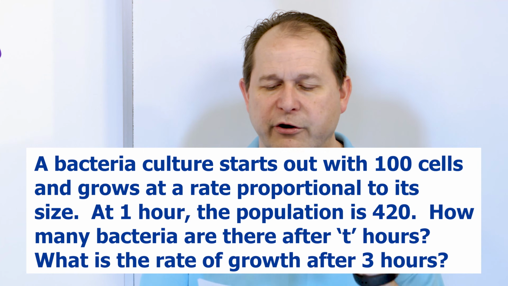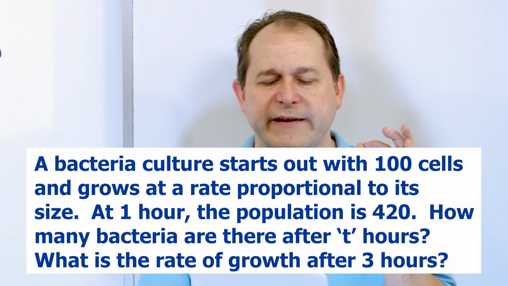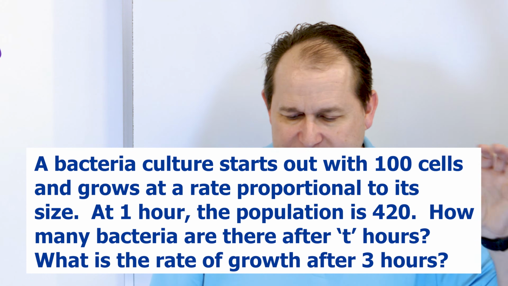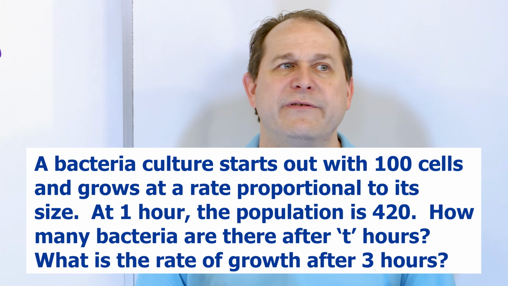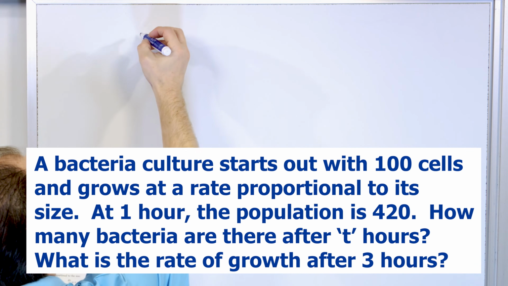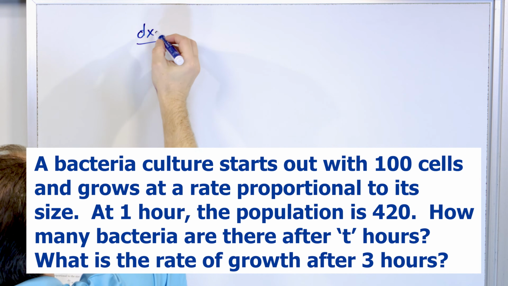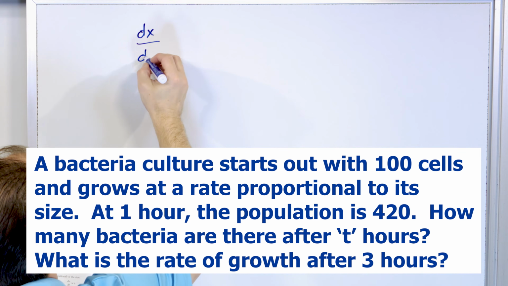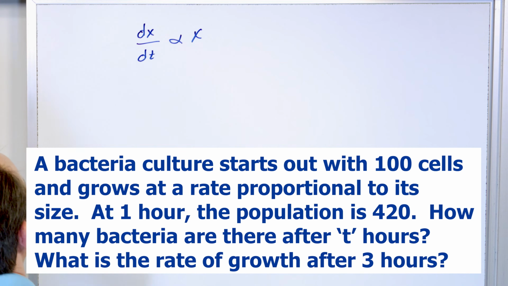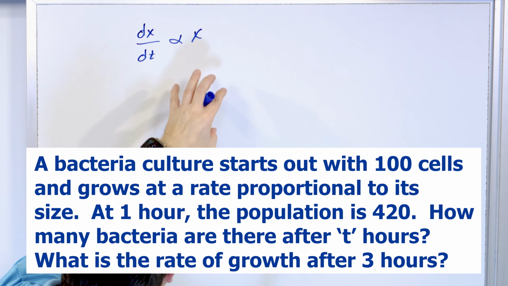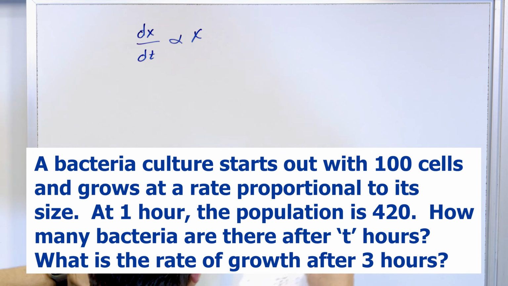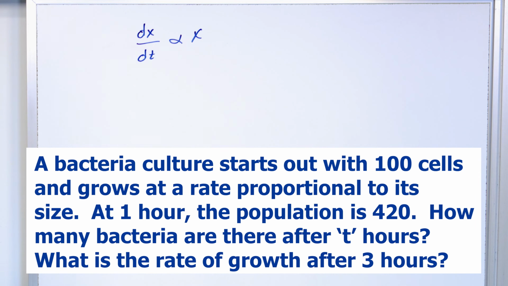A bacteria culture starts with 100 cells, and it grows at a rate proportional to its size. Grows at a rate proportional to its size. So we're going to use x to represent the population size. What we basically have figured out is that the derivative of the population, that's x right there, with respect to time, grows at a rate proportional to its size. That means it's proportional to its current size. So the bigger the population is, the higher the rate of growth. And that's how bacteria usually behave anyway.